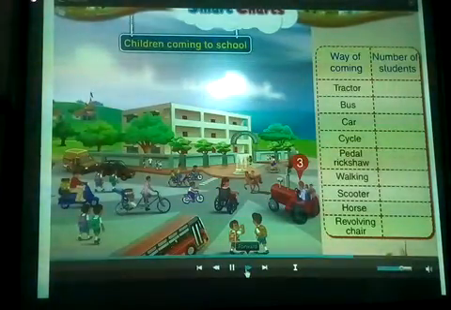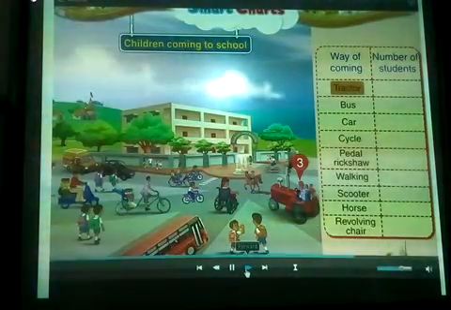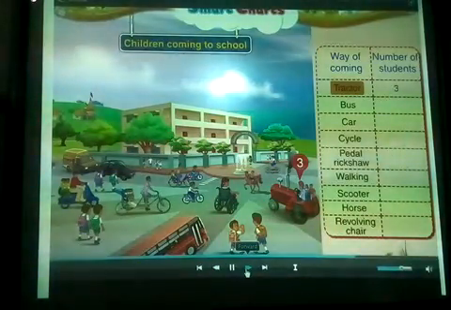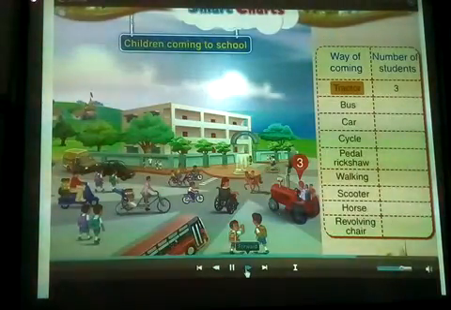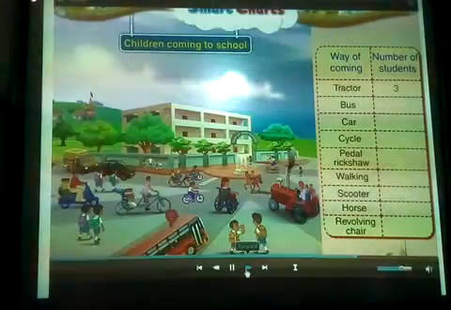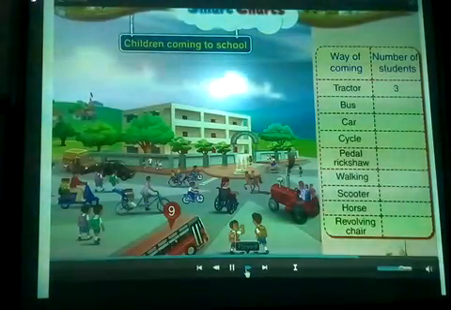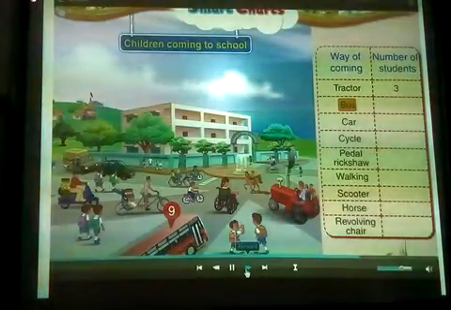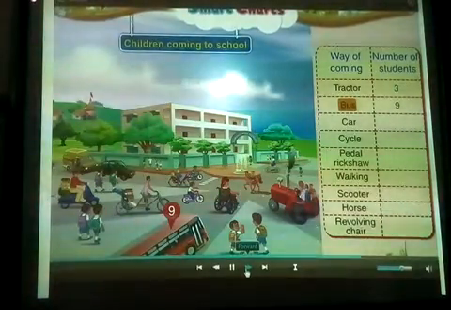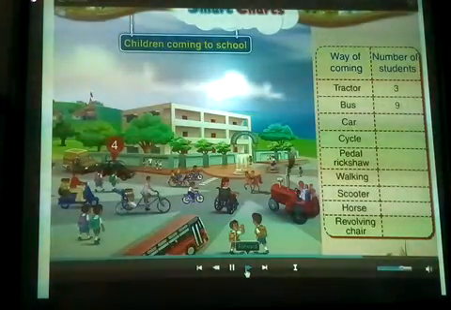3 students come to school by a tractor. So we will write tractor in the column way of coming. So we will write 3 against tractor in the column number of students. In the same manner, we will complete the table. 9 students come to school by a bus. So we will write bus in the column way of coming, and we will write 9 against bus in the column number of students. 4 students come to school by a car.